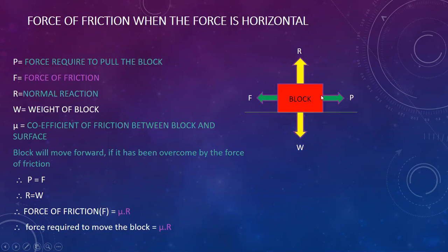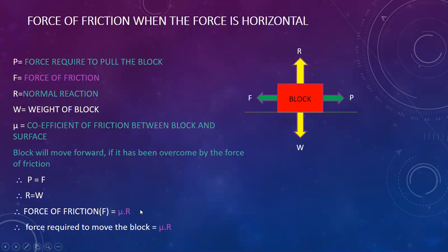In the equilibrium condition, when the block is about to move, P is equal to F. The force of pull is equal to the force of friction. If you apply a force greater than P, it will start to move, meaning it overcomes the force of friction. At that equilibrium where P is equal to F, R will always be equal to W.